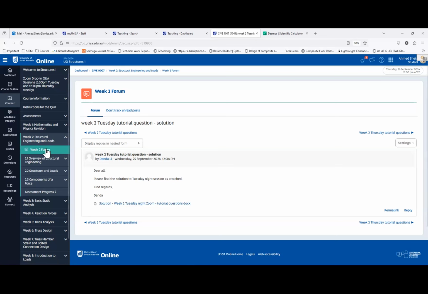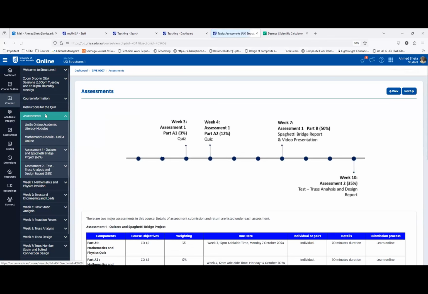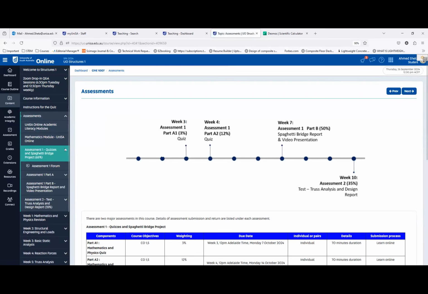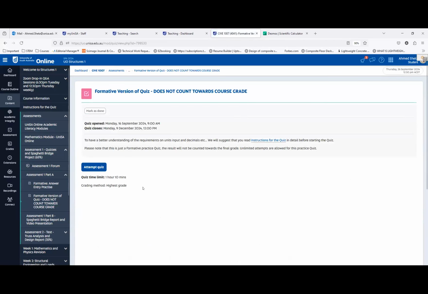Okay, and another reminder about the formative quiz. The formative quiz you can find under assessment. If you click assessment under assessment 1, we have assessment 1, part A and part B. Part A, we have a formative version of the quiz, so you can practice as much as you can to prepare for the summative quiz. I just want to encourage you to attempt this formative quiz if you haven't yet.